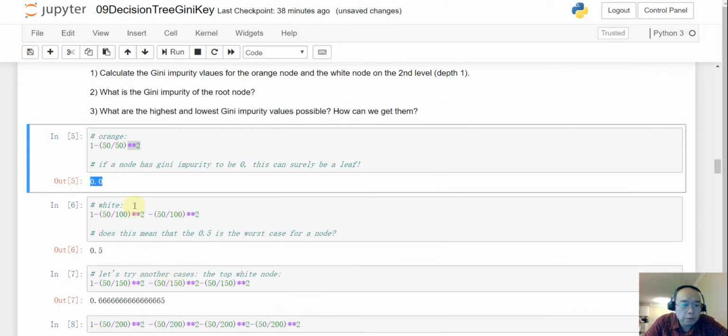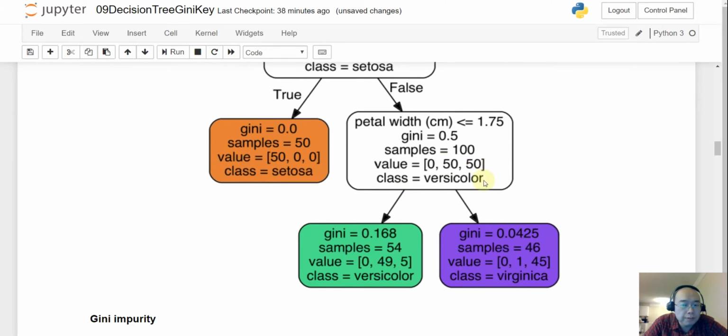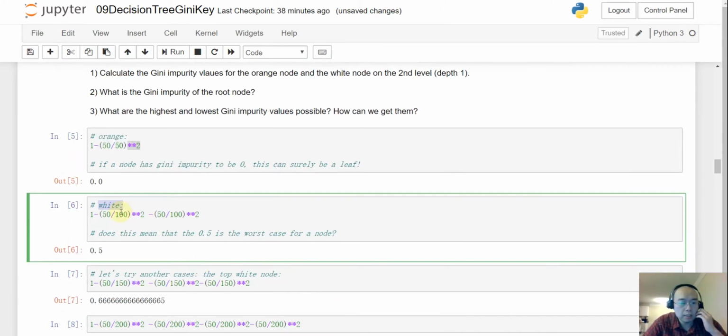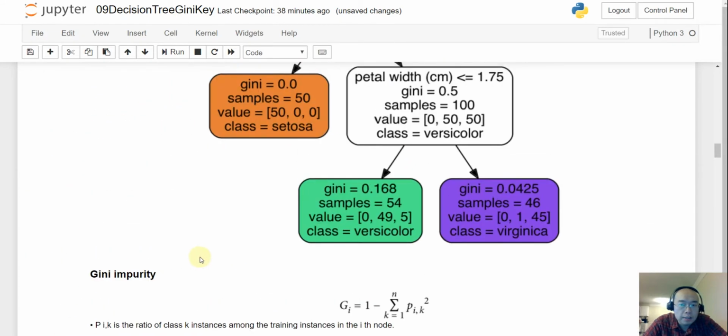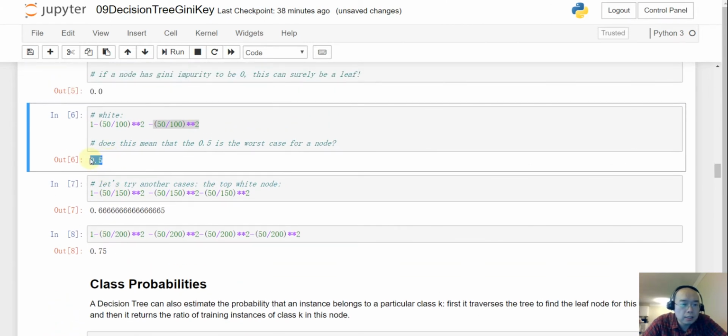Okay, if you want to calculate the white, for the white one, this is 0, 50, 50. And this is 50% on one class and 50% on another class, so 50% squared and 50% squared. So we get 0.5. And if you try this one, 50, 50, 50, you will get an even higher value. So this is 0.5, and if you do 50, 50, 50, a total of 150, then you will get 66%.